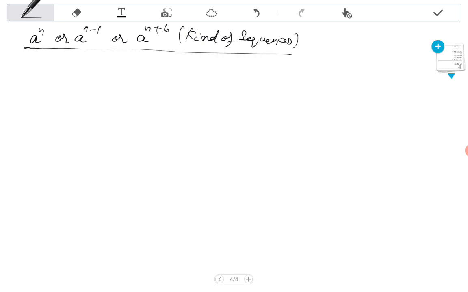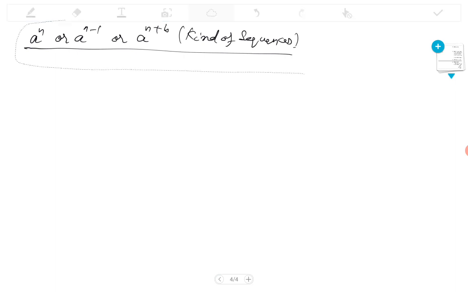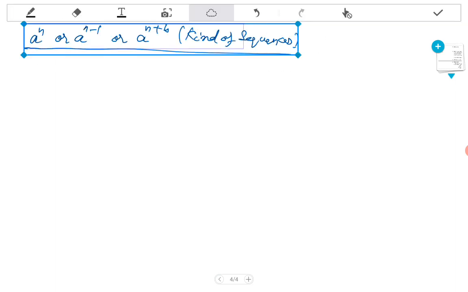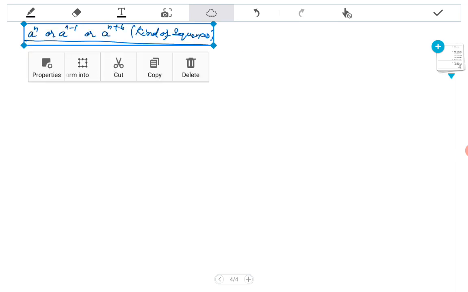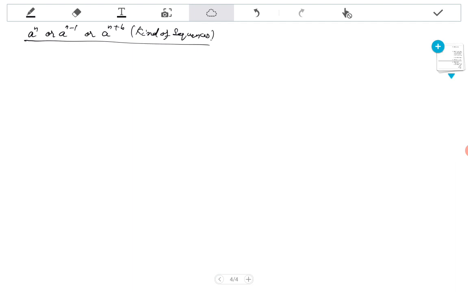If this kind of sequences come, how do you identify? Keep your method same, always try first order difference. If first order difference does not come constant, try second order. If it is not coming constant, try third order. Even if it is not coming constant, then you should try to go for power sequence, okay? These are also called power sequence.